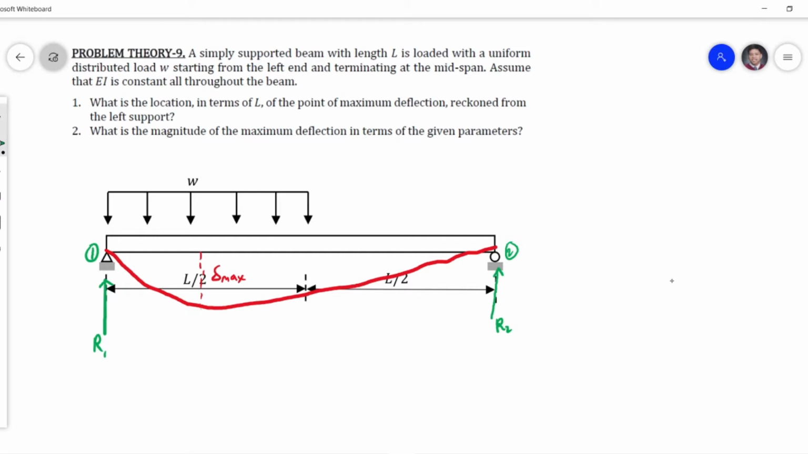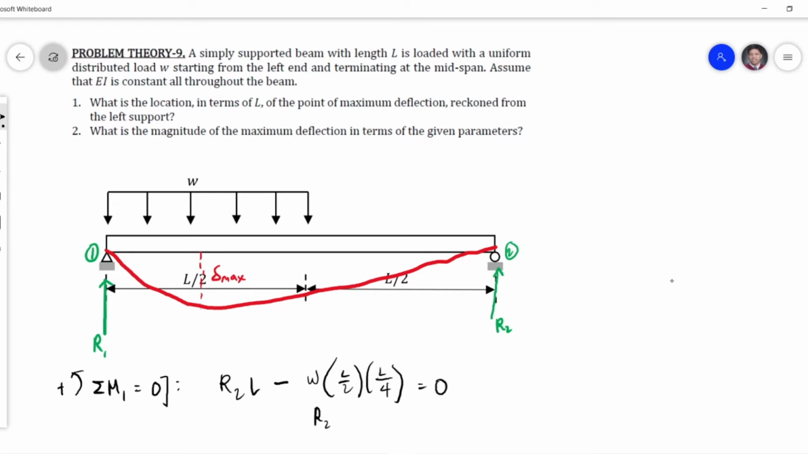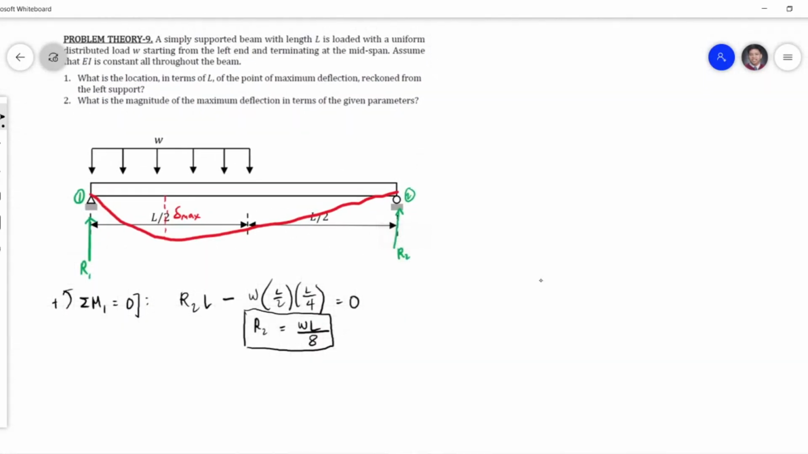Palit tayo ng pen. So, moments about 1, isa-sum natin equal to 0. Let's set counterclockwise as positive. We have R2 times L minus W times L over 2 times L over 4, o kalahati ng L over 2, we have 0. So, R2 would be omega L over 8. Now, ito na yung ating R2.